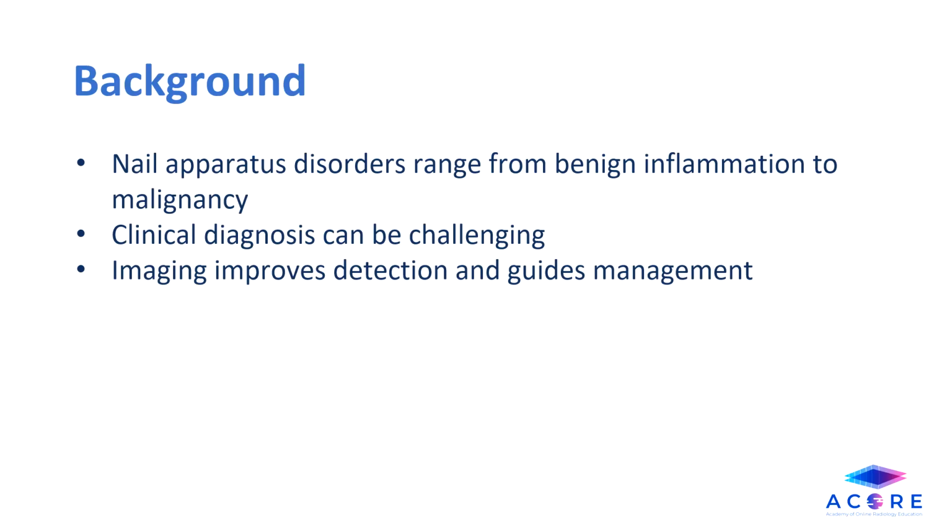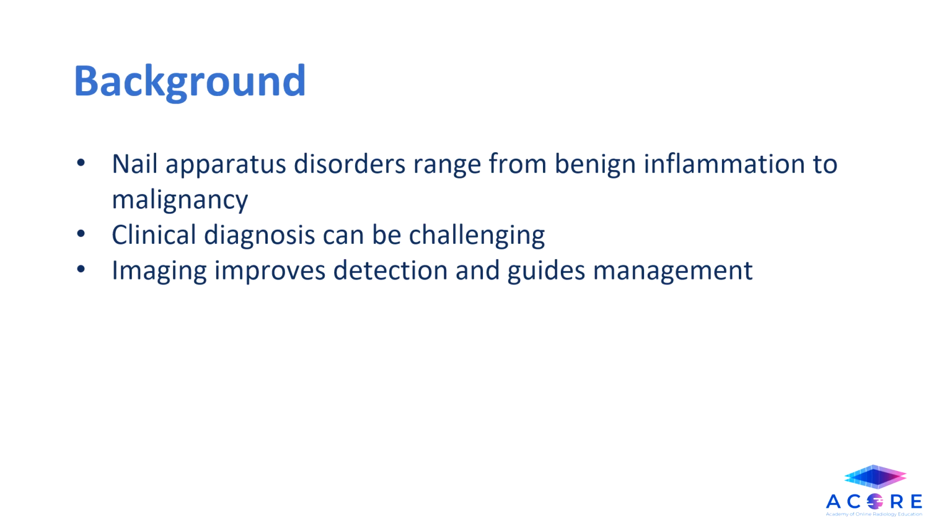Nail apparatus disorders range quite widely. It can be something like a simple benign inflammatory condition, it can be an infection, or it can even be a neoplasm like a malignancy. Accurate diagnosis can be challenging for these conditions because of overlapping clinical features and limited visualization of subungual or periungual structures, especially in the setting of edema or inflammation.